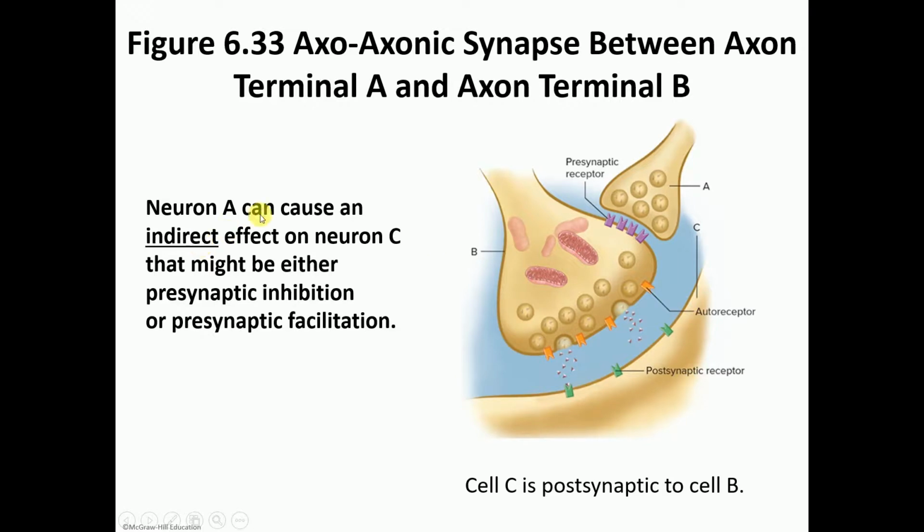So again, this is known as the axo-axonic synapse. So you can see here an axo-axonic synapse, where neuron A has no direct effect on C, but it can affect it indirectly through neuron B. Okay, again, known as the axo-axonic synapse.